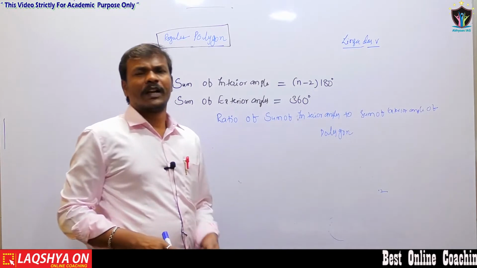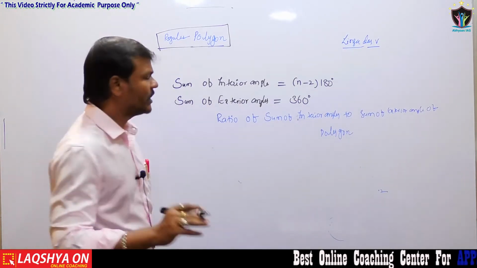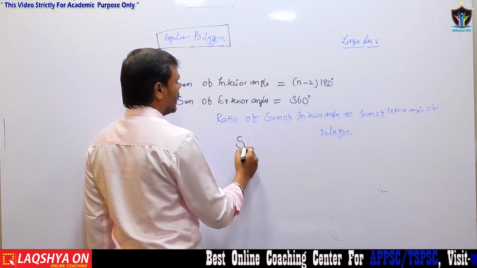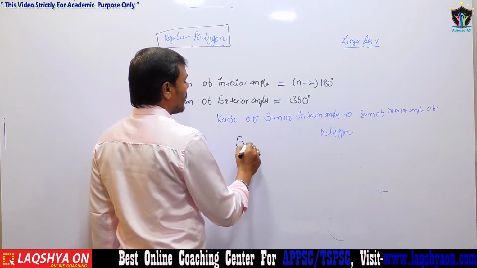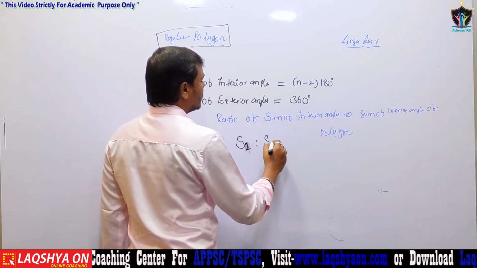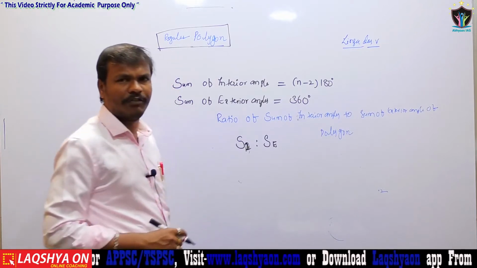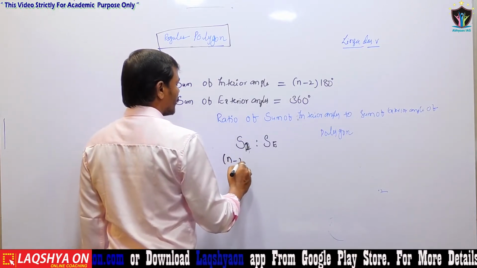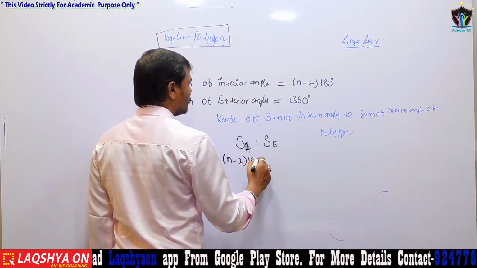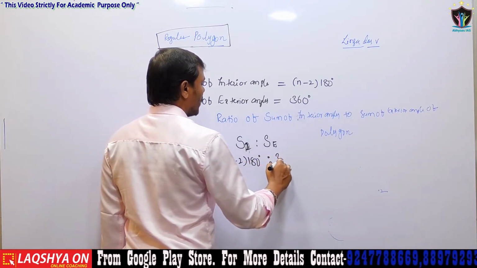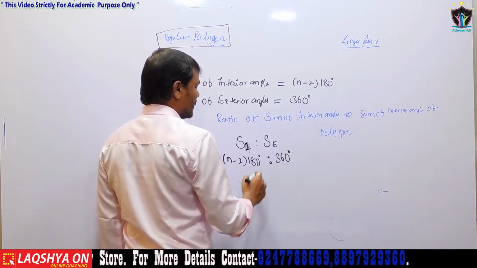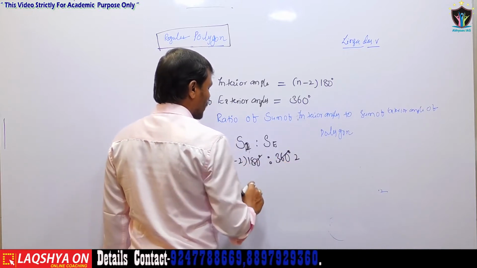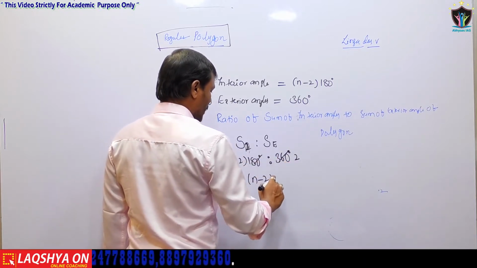So you observe the ratio for sum of exterior angles and sum of interior angles. The ratio of sum of interior to sum of exterior angles of a polygon: sum of interior is (n minus 2) into 180, sum of exterior is 360. So the ratio is n minus 2 is to 2.